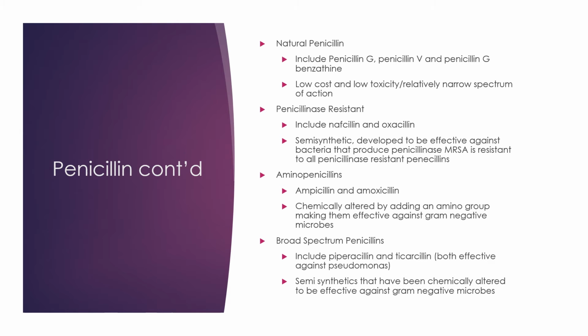So the natural penicillins include penicillin G, penicillin V, and penicillin G benzathine. These are low cost and they have a low toxicity. They're relatively narrow spectrum of action, so they don't cover a whole lot of things.